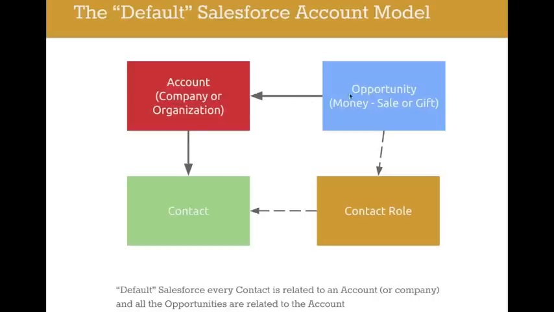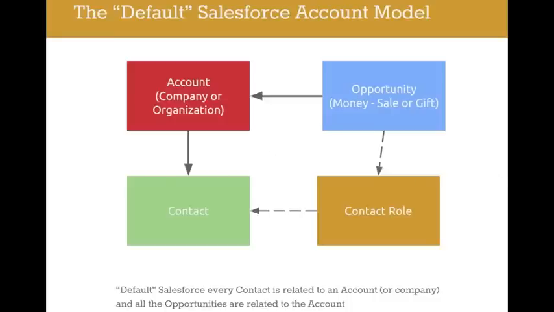But for those of you who've struggled with this donation thing, you'll remember that this is one of the problems. The direct relationship goes between the opportunity, that is the donation or the gift, and the account. It is only associated indirectly with the contact. There's no straight across the middle relationship.